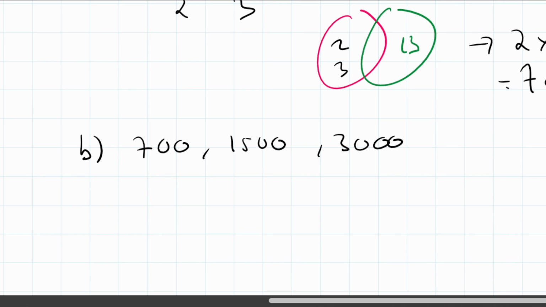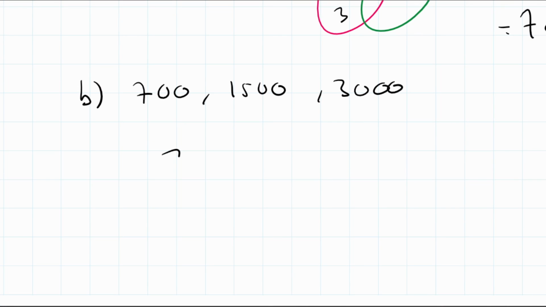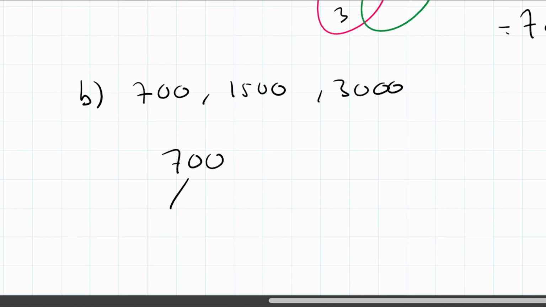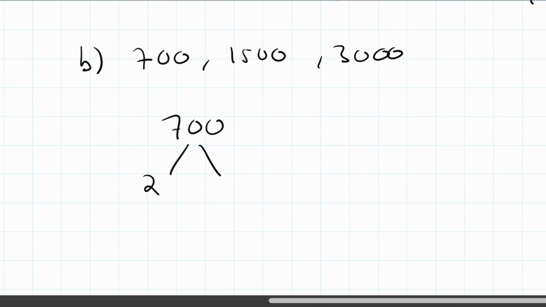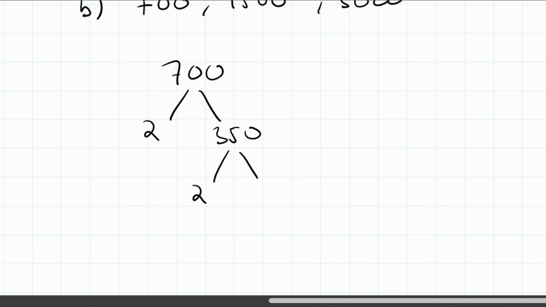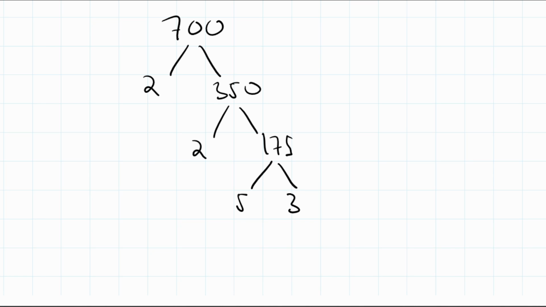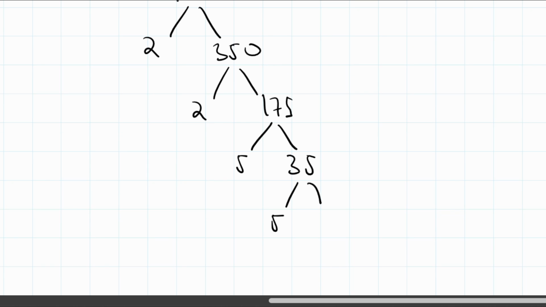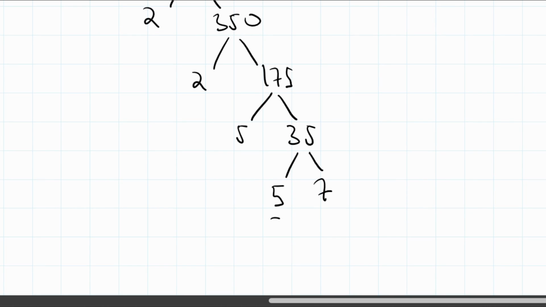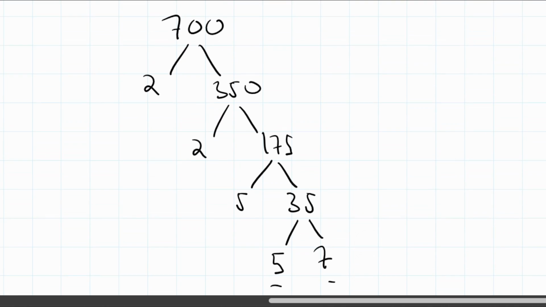And so let's work through this. So let's break this 700 down to the prime factors first. So you can see this goes into 2. This becomes 350, 350 once again over 2. This becomes 175, 175 again, well this time it can go into 5. This becomes 35, 35 goes into 5 becomes 7. And so you can see we now have everything in the prime factor form.